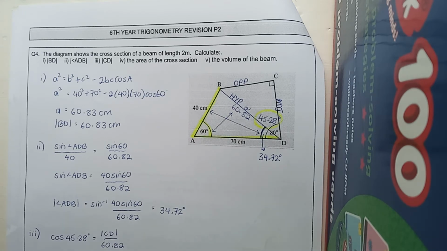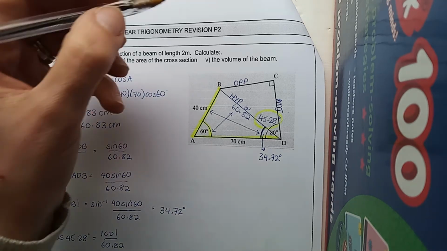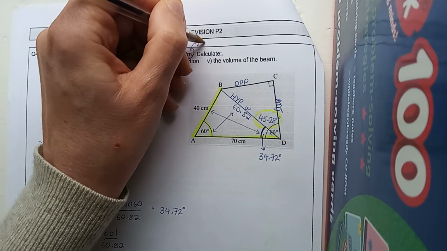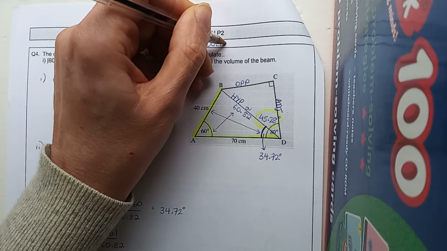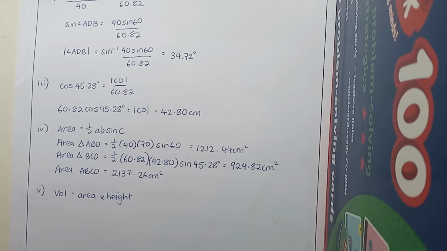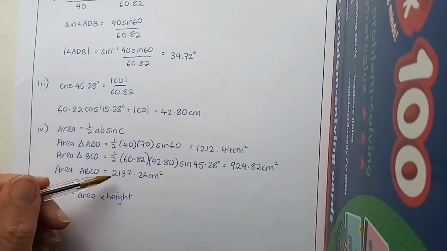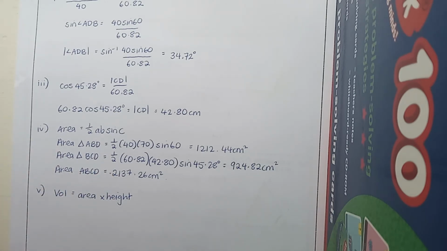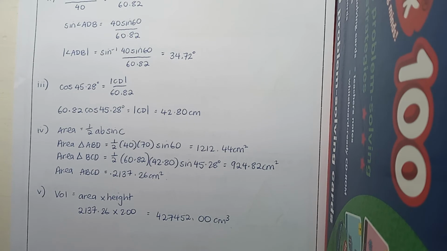Just watch out here for units, because 2 meters, of course, is 200 centimeters, and I've been operating in centimeters up until now. I'll need to continue to do that. So my area in this case, as I just found, was 2137.26 by the height of the beam, which is 200 centimeters, and then multiply and get your answer, and don't forget the units. I'm just sticking there with my rounding to 2 decimal places by putting in that 0.00 at the end as part of my answer. Okay, that's question 4 done.